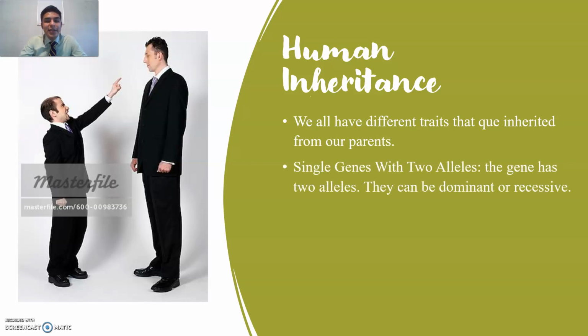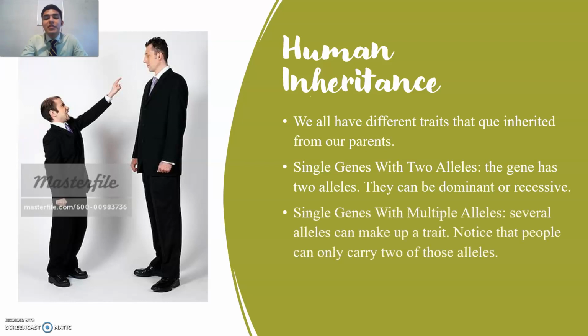Single genes with two alleles. The gene has two alleles. They can be dominant or recessive. So each one of the genes that give us all of the traits that we have is going to be composed of two alleles, at least in this case, in the single gene with two alleles. So if we have one dominant and one recessive, of course, the dominant is going to be present in the trait.